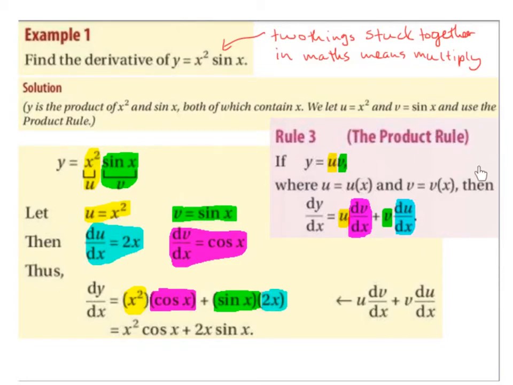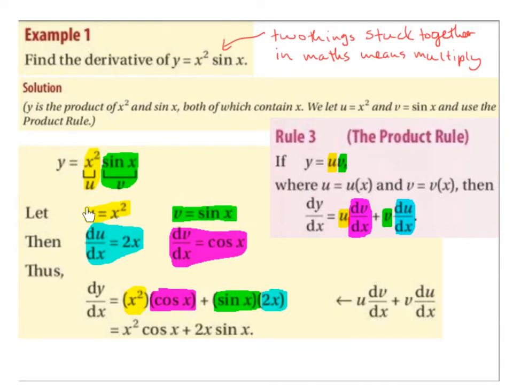So here we have the product rule. y is equal to x squared sine x, so the x squared will be our u, and the sine x will be our v. So we're going to use the formula dy dx equals u times dv dx plus v times du dx. So if u is equal to x squared, then du dx is equal to 2x. And if v is equal to sine x, then dv dx is equal to cos x.